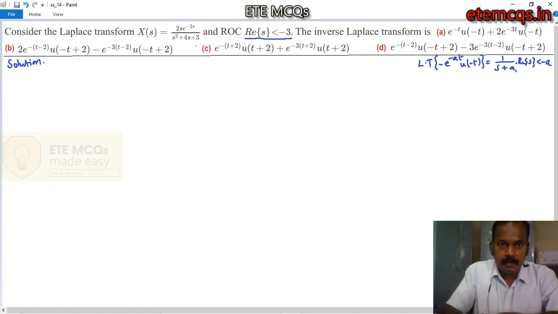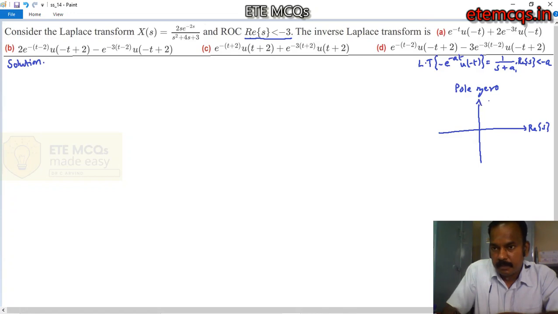And it is clear that you have two poles, one at minus 1 and the other at minus 3. So the pole-zero plot will look like this, with the imaginary part of s, that is j omega, and the real part of s, which is nothing but sigma. You have a pole at minus 1 and at minus 3, represented by an x. The overall ROC should be on the left hand side of minus 3.